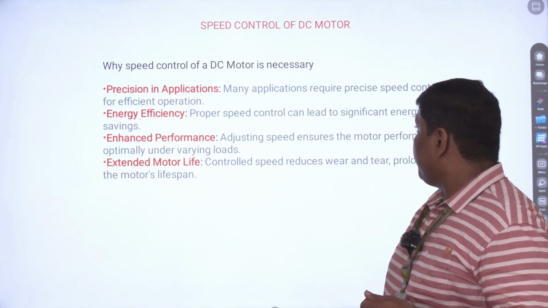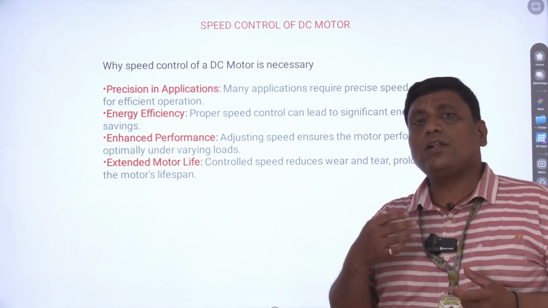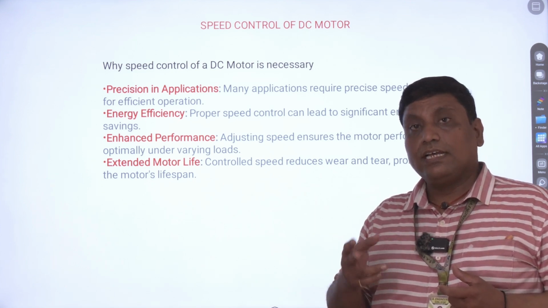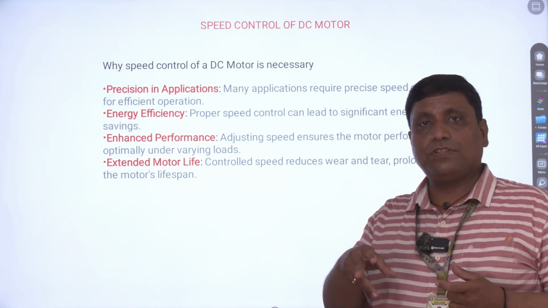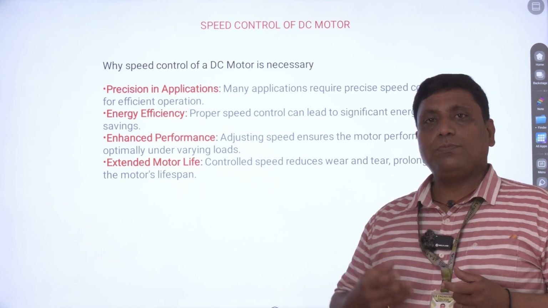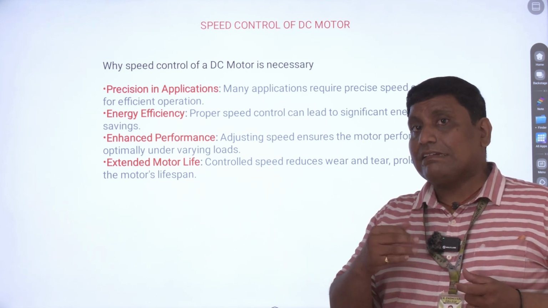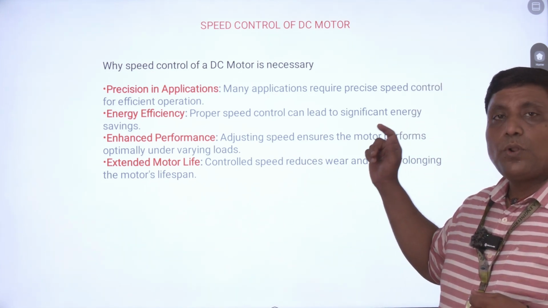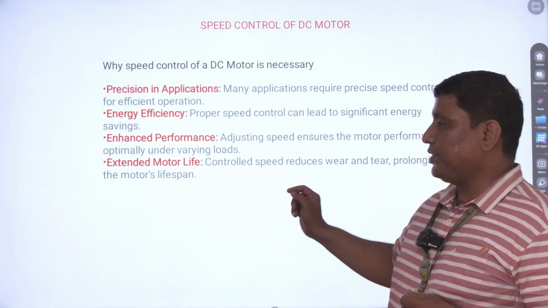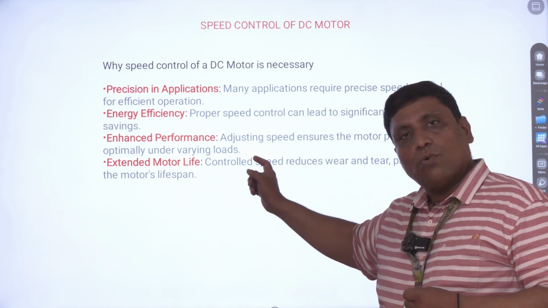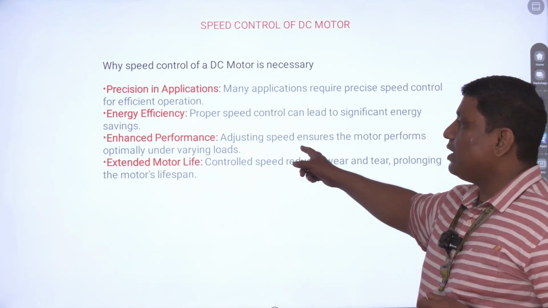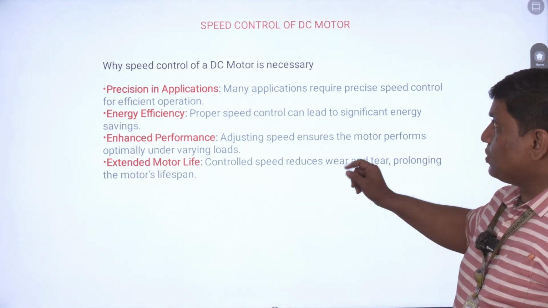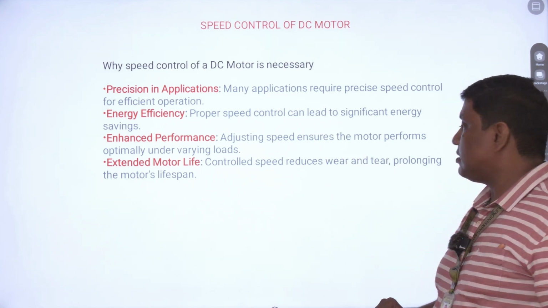And energy efficiency. Suppose you are not using a speed control method, the motor continuously runs at full speed, which will damage the inner parts of the motor, and overheating will be produced. That heat energy damages the insulation of the winding. So with proper speed control for the application, the efficiency of the motor is improved, performance is enhanced, and wear and tear is avoided. That is why speed control is important.